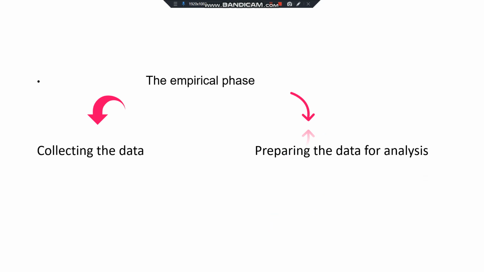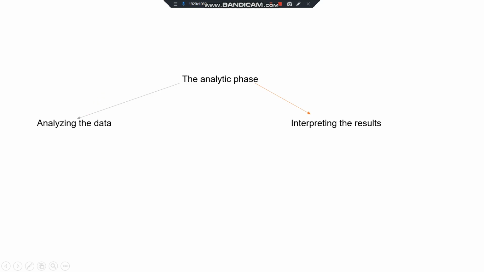Next one is the empirical phase. The empirical phase is mainly divided into 2 types. First one is collecting the data, and next one is preparing the data for analysis.